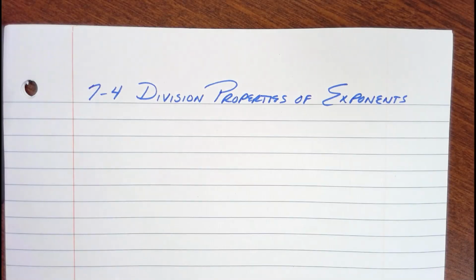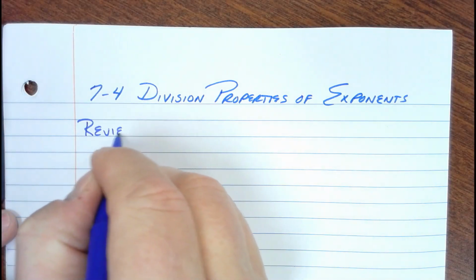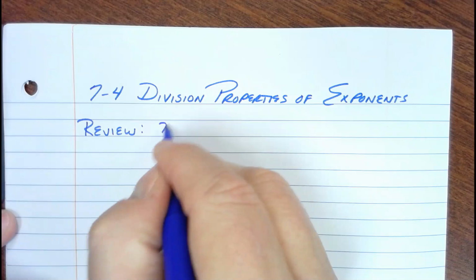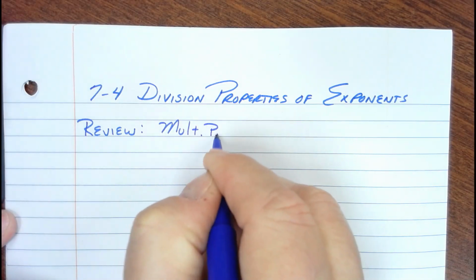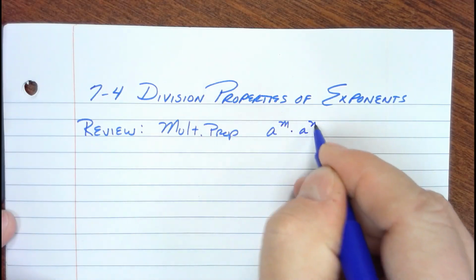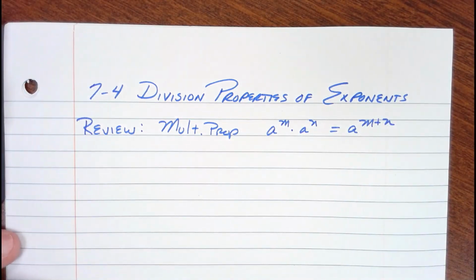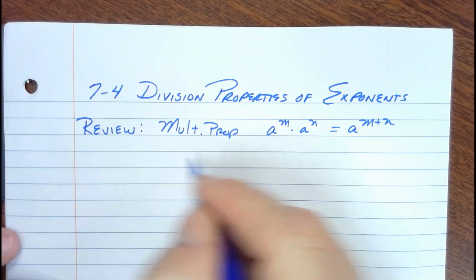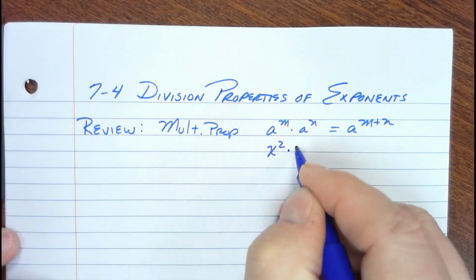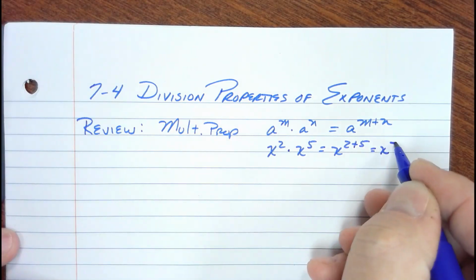Start today with 7.4 division properties of exponents, but before we do, I want to review the multiplication properties, and those were a to the m times a to the n is a to the m plus n. When I had multiplication, I was going to add the exponents. So if I had x squared times x to the fifth, we knew that was x to the 2 plus 5, or x to the 7th.